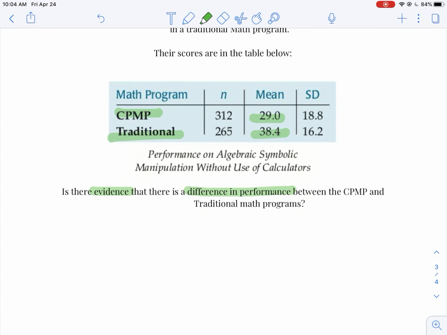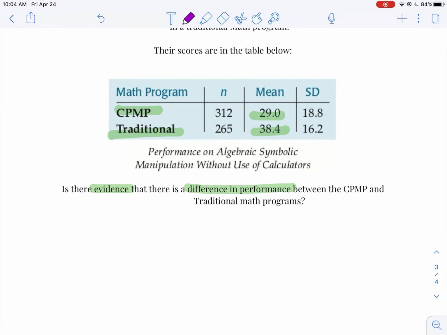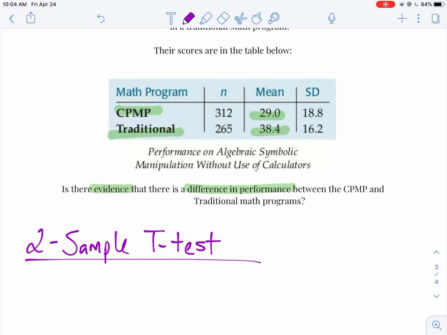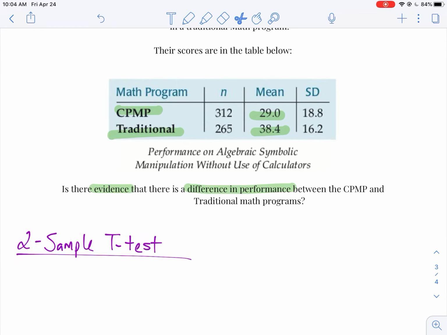If I'm comparing averages from two different populations, well, that tells me I'm going to be doing a two-sample t-test. Again, two populations. I'm comparing these two populations, and I'm comparing the averages of them, so that's going to give me a two-sample t-test. Well, first of all, let's do our null and our alternate.